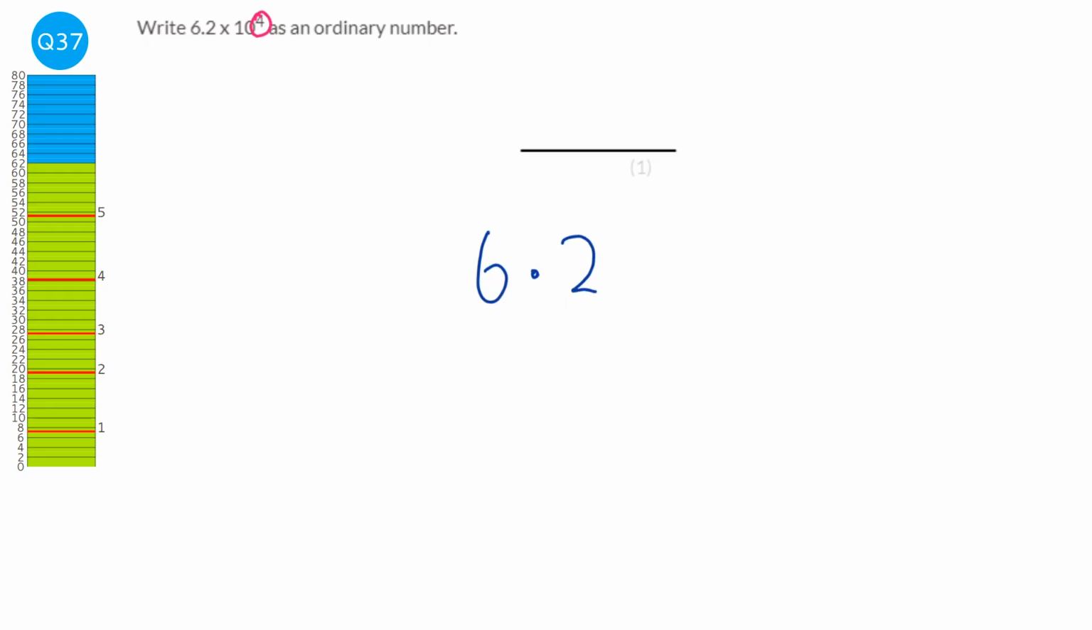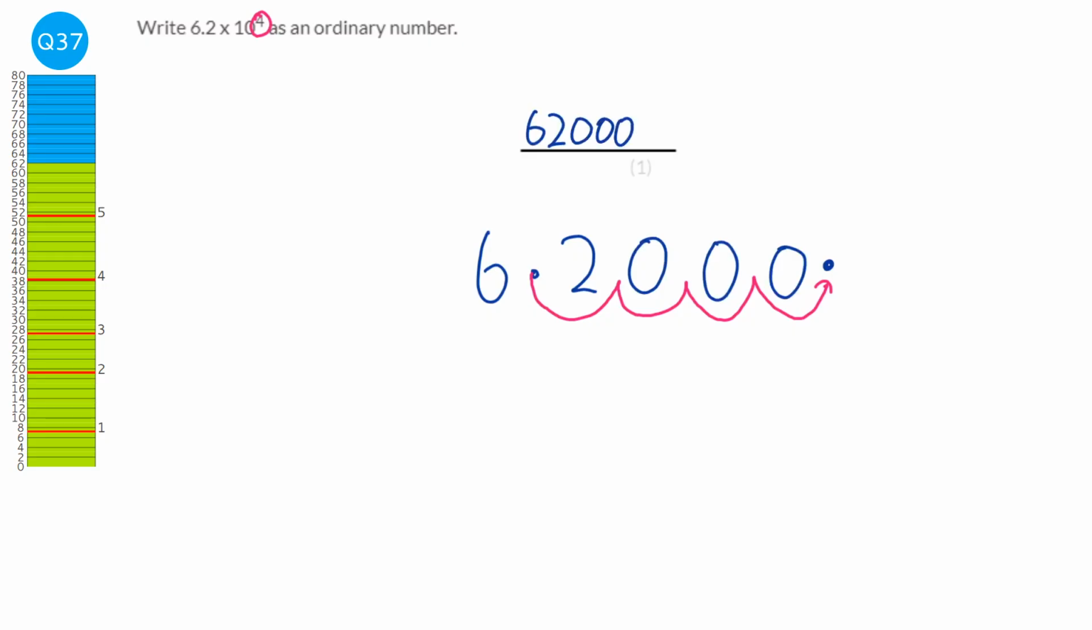So we're going to do 4 jumps, because there's a power of 4, to the right to make it a big number. So 1, 2, 3, 4. So the decimal point is going to be here. And we're going to fill in the jumps with zeros. So 0, 0, 0. So our new number is going to be 62 with 3 zeros, or 62,000. Now it's important to realise that we're actually shifting the numbers, not the decimal point, but it's a lot easier to move the decimal point in our working out.